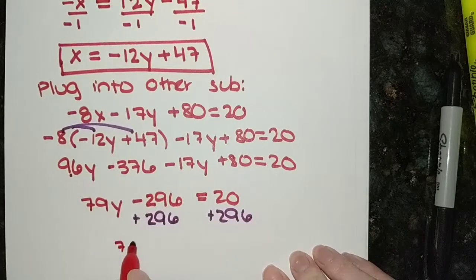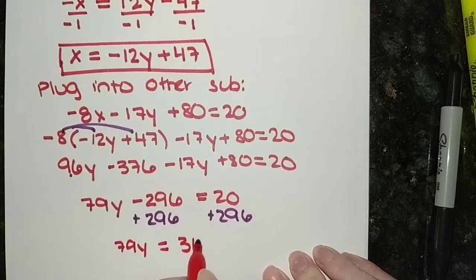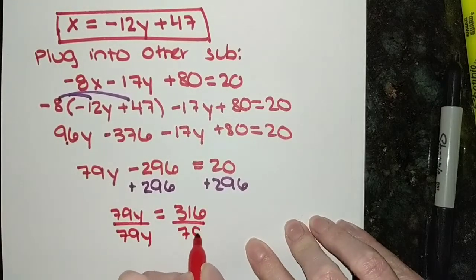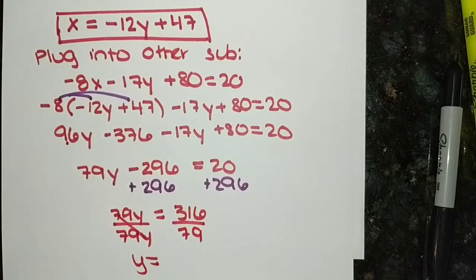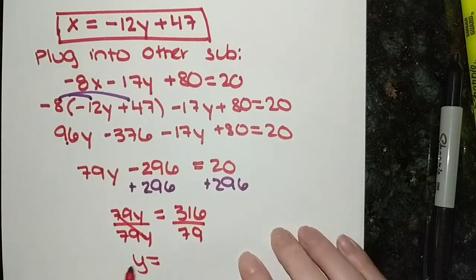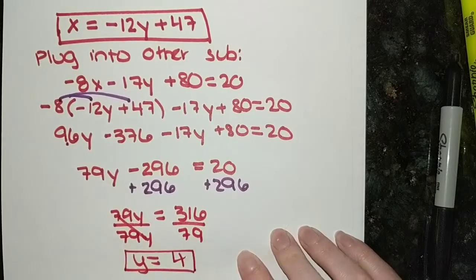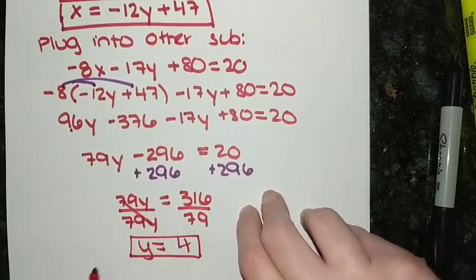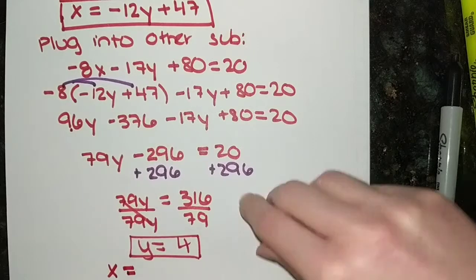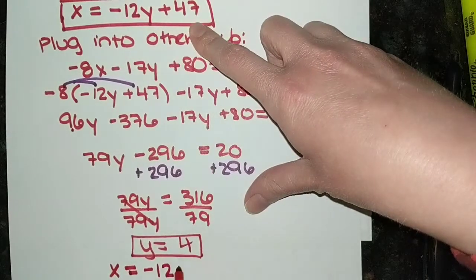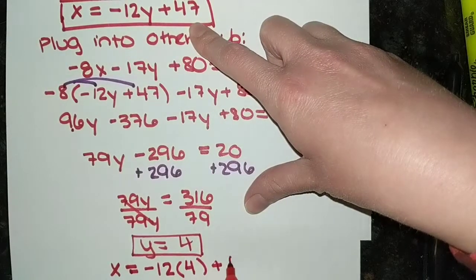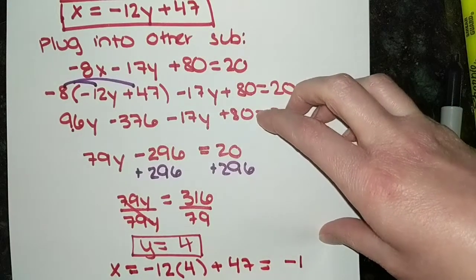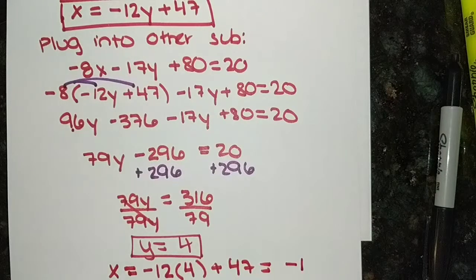And get 79y is equal to 316, and then divide both sides by 79. That's going to give you y is equal to 4. And then you could back solve from there. Your y is equal to 4 would get plugged into the x equation. So you'd have negative 12 times 4 plus 47. That would give you negative 48 plus 47. So that gives you negative 1 for x.